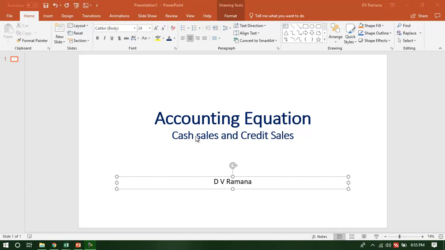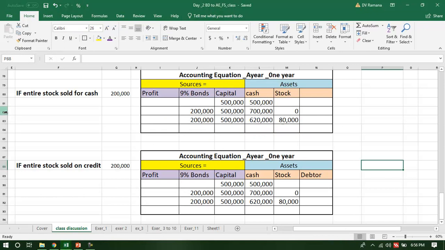Here we would like to just examine two items, credit sales and cash sales, and their impact on the accounting equation. And for that we'll take a small example.